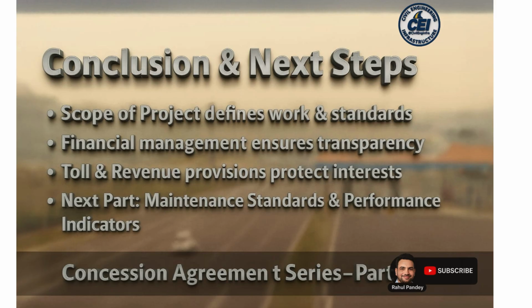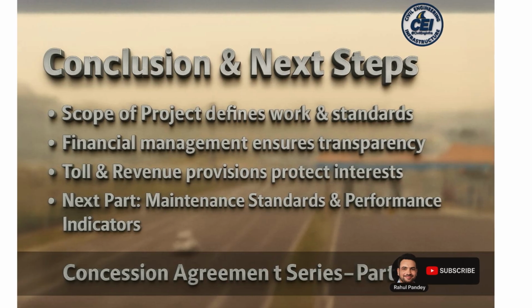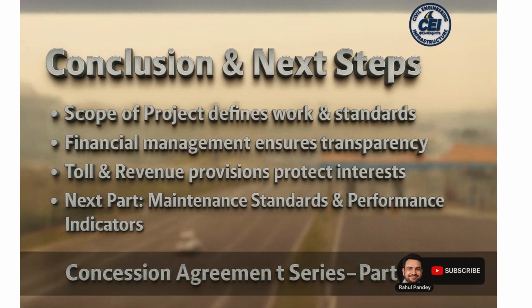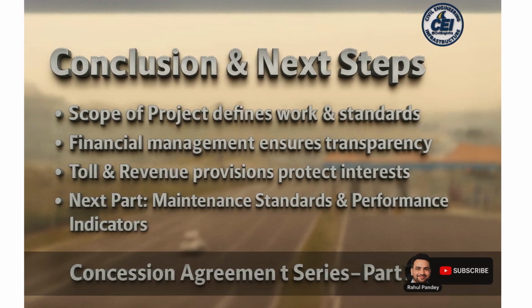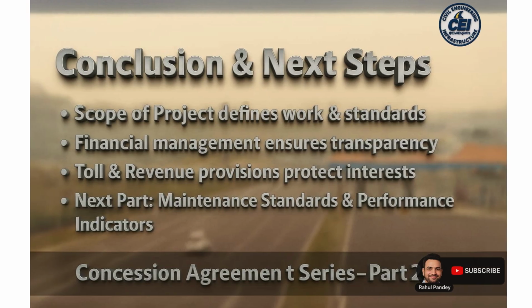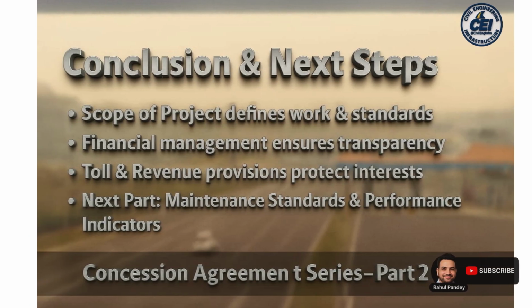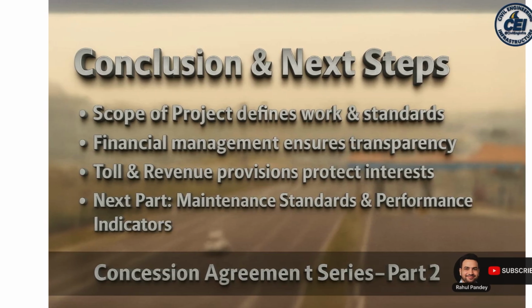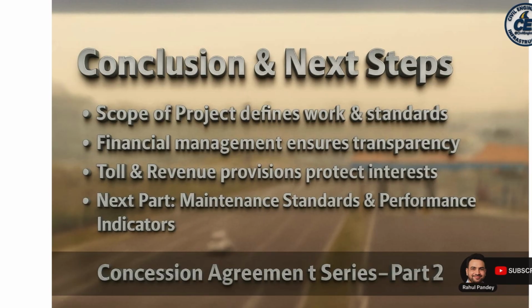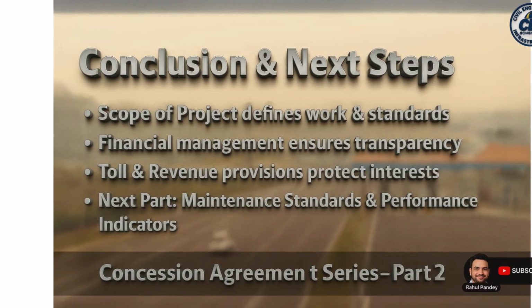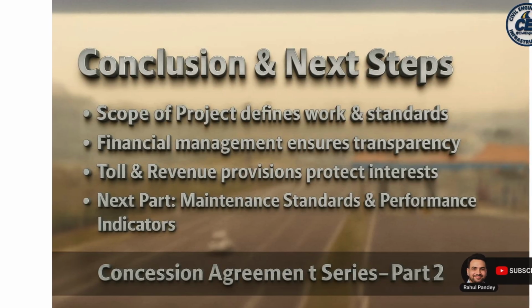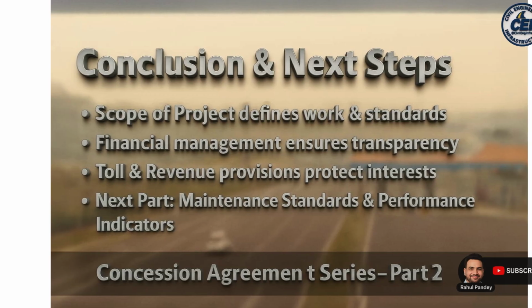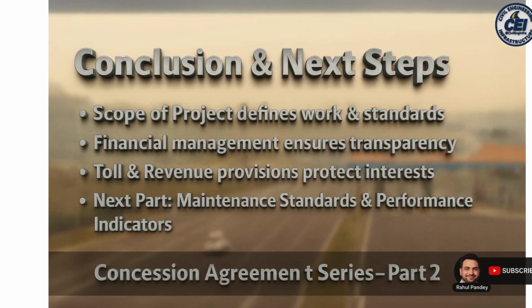Slide 12, Conclusion or Next Steps. We now wrap up Concession Agreement Series Part 2. We have step-by-step covered all core aspects of the HAM concession agreement: scope of project, financial structure, toll collection, revenue sharing or escrow accounts, accounting or auditing, disputes or penalties, role of independent engineer, benefits and challenges. From these topics you now have a clear understanding of the working principles of a HAM concession agreement. In the next part we will discuss maintenance standards and performance indicators in detail.